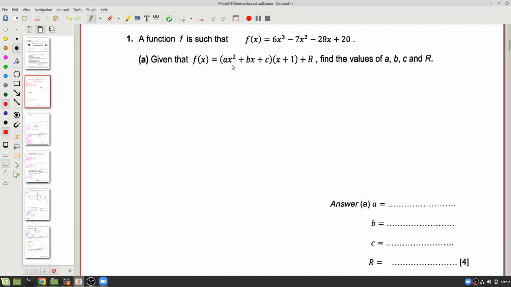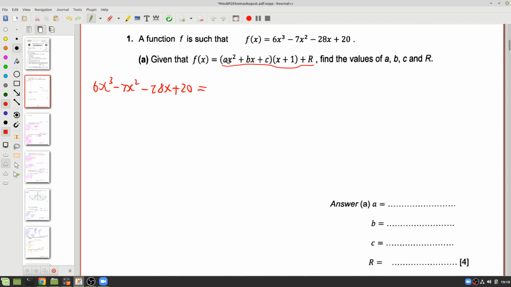A function f is such that f of x equals this. We have that function. But now given that f of x can also be written in this form, find the values of a, b, c, and r. So all we want to do here, pretty straightforward, is we just want to equate the coefficients. So let's write down this function on the left here. So that'll be 6x cubed minus 7x squared minus 28x plus 20. And we want to equate that to this equation, this function.